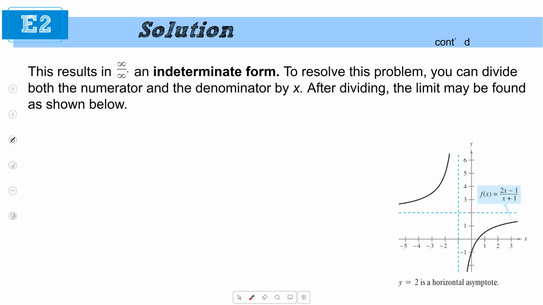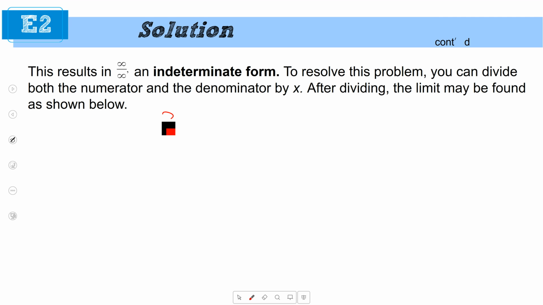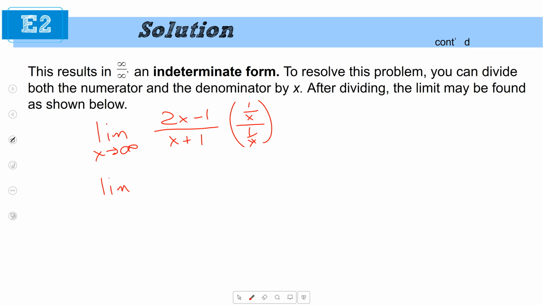If I go back to the function, what is it? 2x minus 1 over x plus 1, the limit as x approaches infinity. If I divide everything by x, or if you prefer, multiply by 1 over x, this is legal because it equals 1, I get the limit as x approaches infinity of 2 minus 1 over x over 1 plus 1 over x.